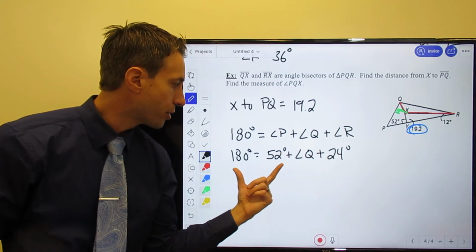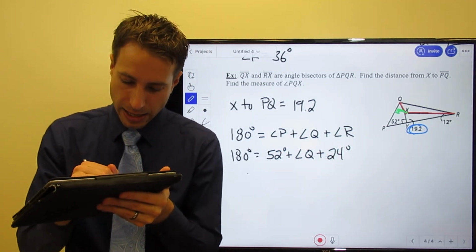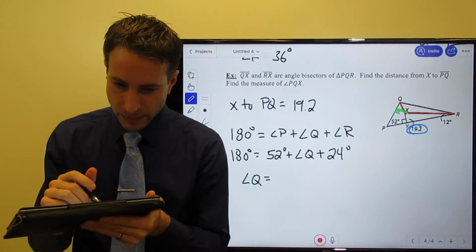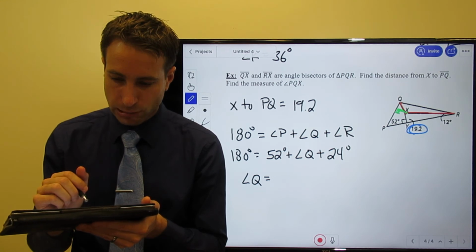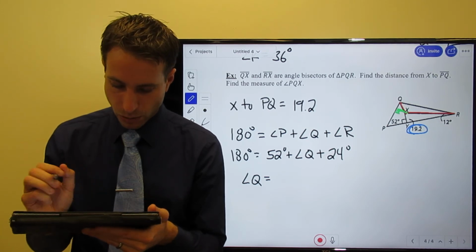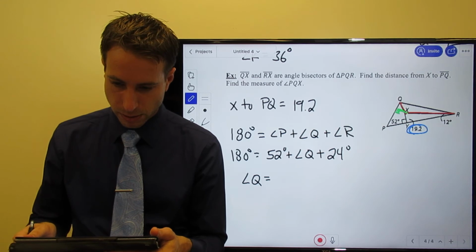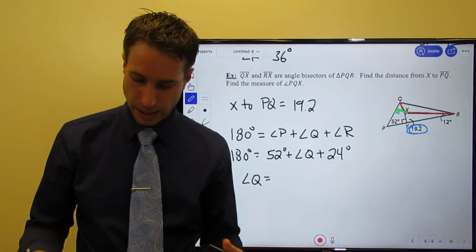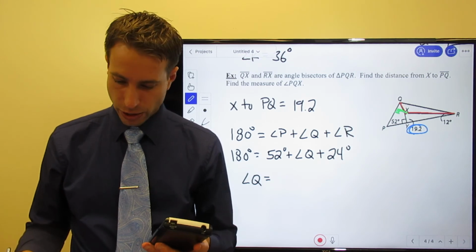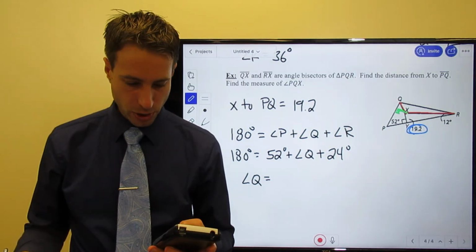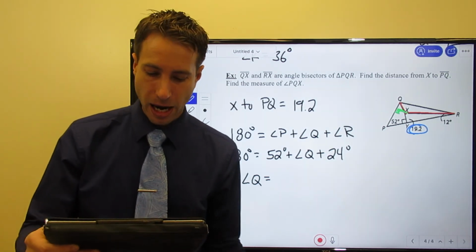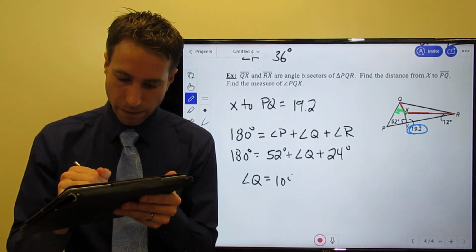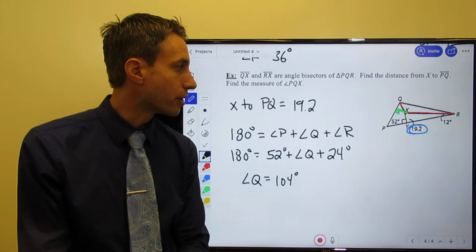I'll subtract both of these to the other side, and I know that angle Q has to be what, 52 degrees? Wait, does that make sense? Real quick, I've got a calculator right here. You're going to do 180, subtract 24, subtract 52. That has to be 104 degrees. So angle Q has to be 104 degrees.